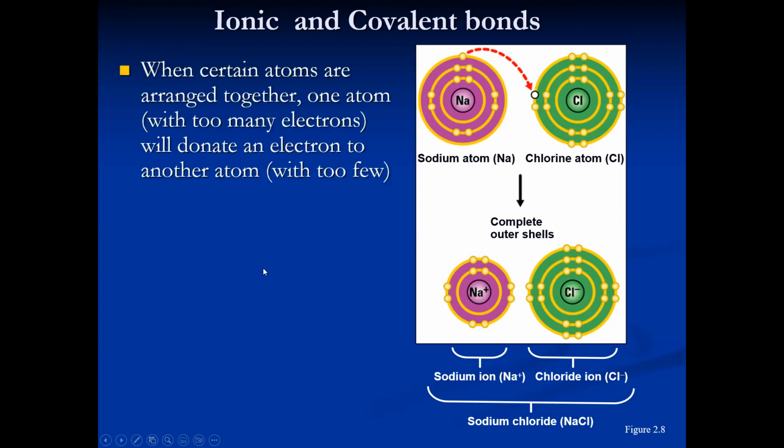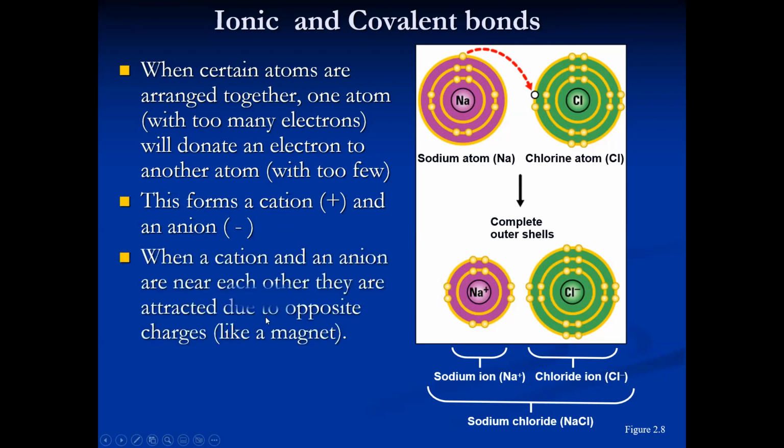When certain atoms are arranged together, one atom with too many electrons, in this case sodium, will donate an electron to another atom that has too few, in this case chlorine. This forms a cation, which is the sodium, and an anion, which is the chlorine. And the cation and anion are near each other, and they're attracted due to opposite charges. And this happens in crystal form when the water has evaporated. That's why you find salt in crystals.